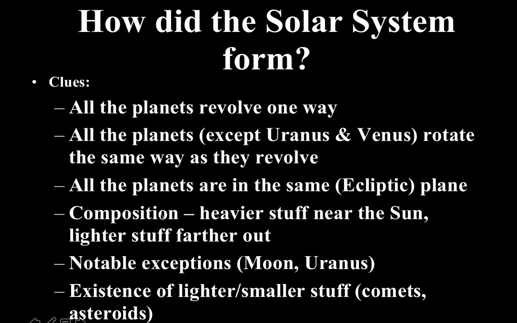Their composition, the heavier stuff is closer to the sun, the lighter stuff is further away. Basically, you guys probably already know that Jupiter and Saturn are gas giants, and that the Earth is not made out of gas, but mostly made out of rocks and stuff like that. So that's what we're talking about, heavier stuff closer to the sun, lighter stuff further away. There are these notable exceptions. We talked about Uranus rotating about its axis in a different way than the rest of the planets.